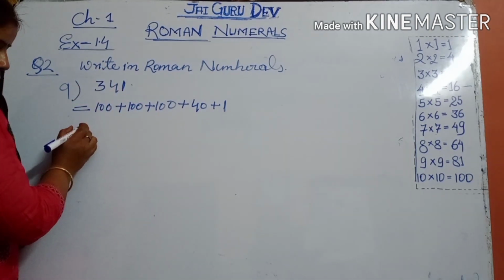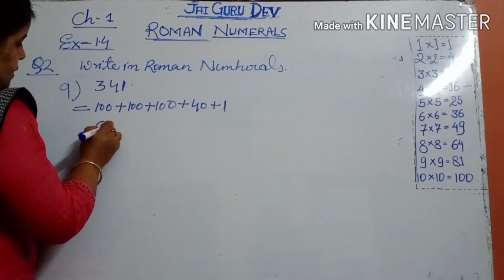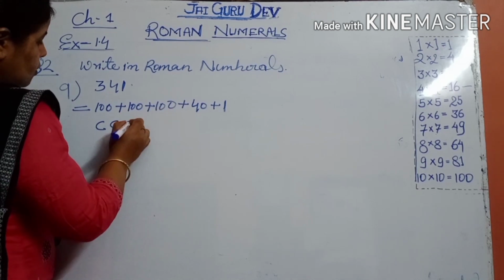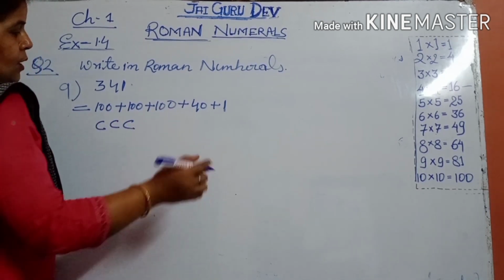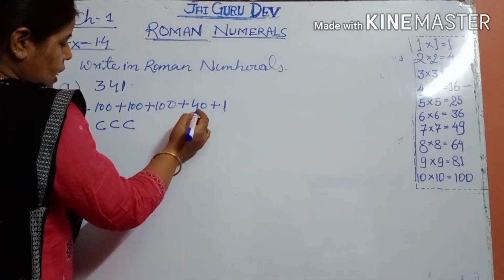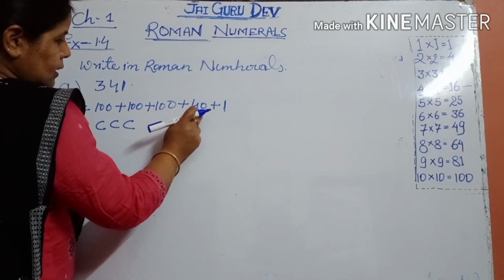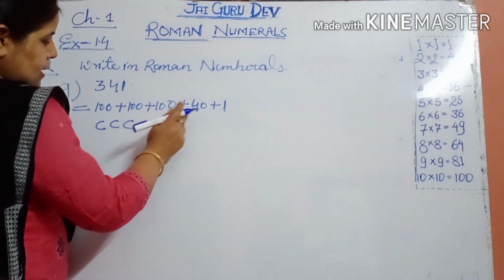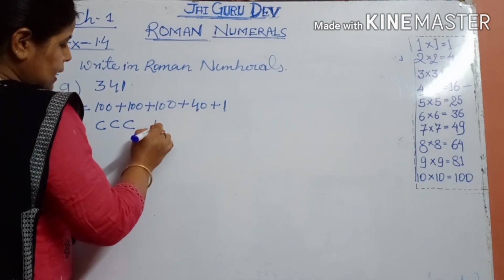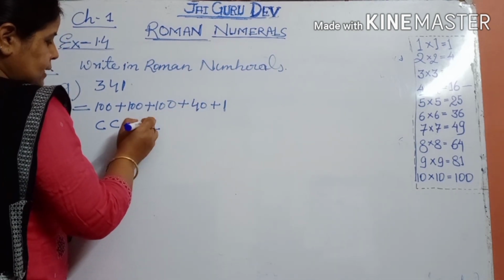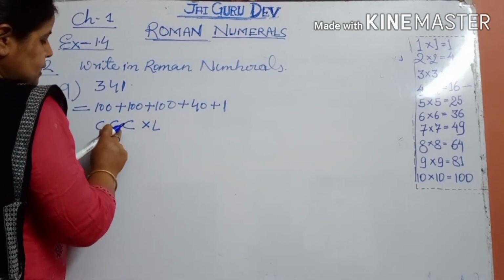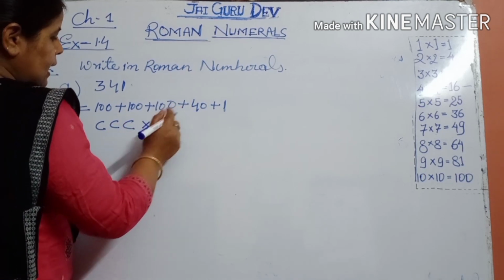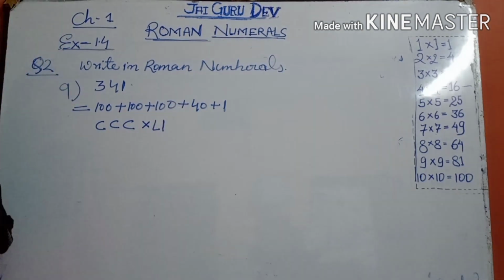For 100 what are we using? C. 3 times C we have used. 40, you already know how we are writing that. 50 minus 10. For 50 what are we using? L. For minus, the 10 will go on the left side. C, C, C, X, L and I. It will be your number.